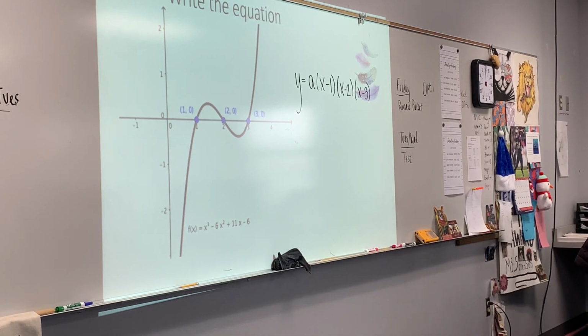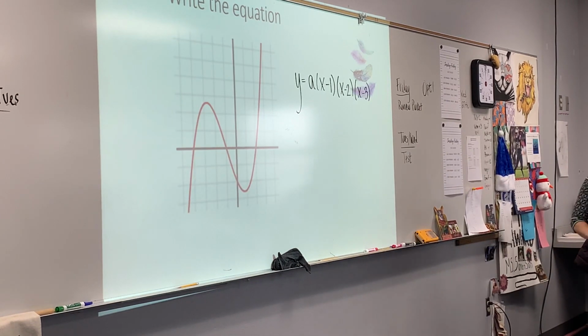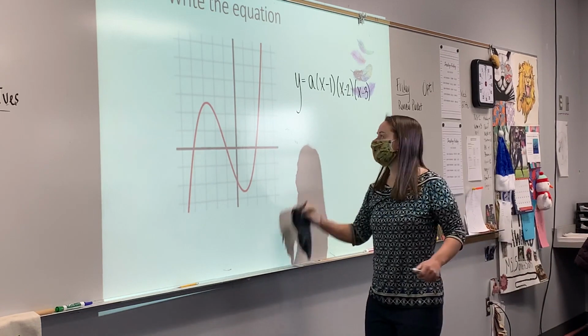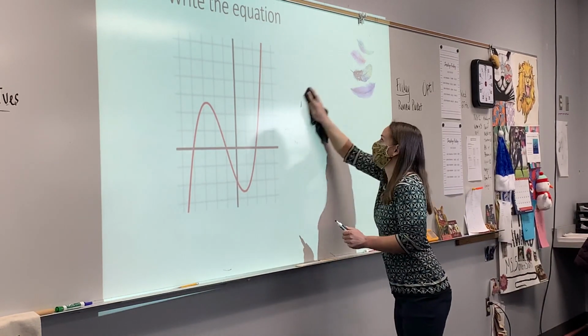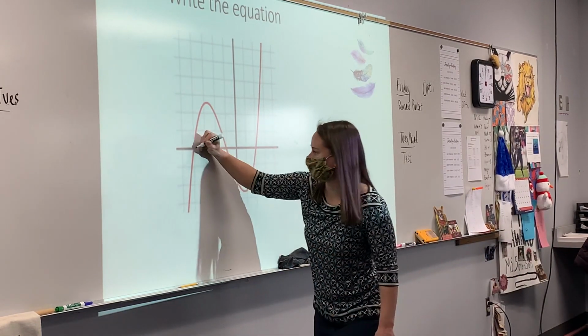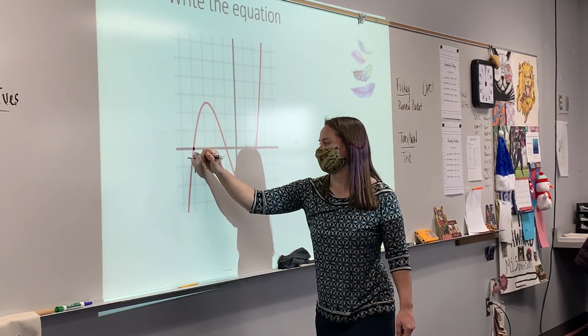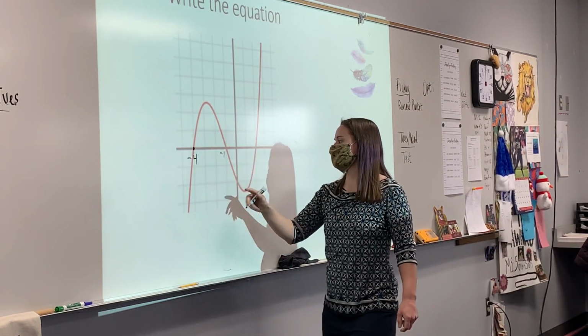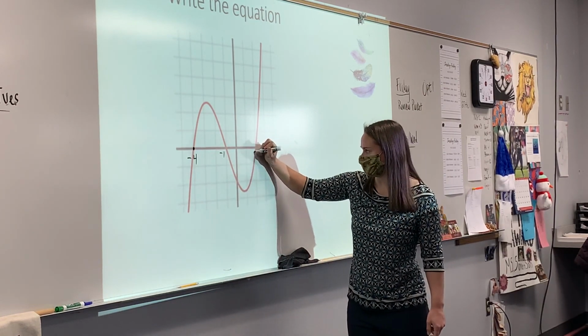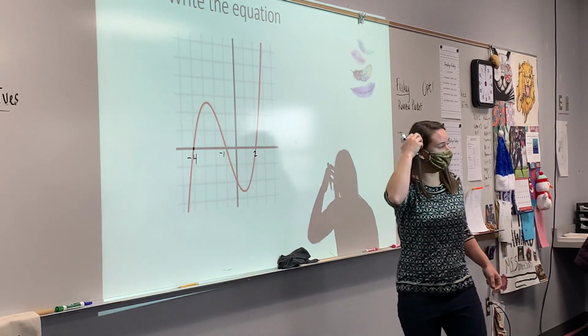Okay, let's try that one. So here's my graph. Looks like I cross at minus 4, minus 1, and 2. Go ahead and write the equation for this graph.